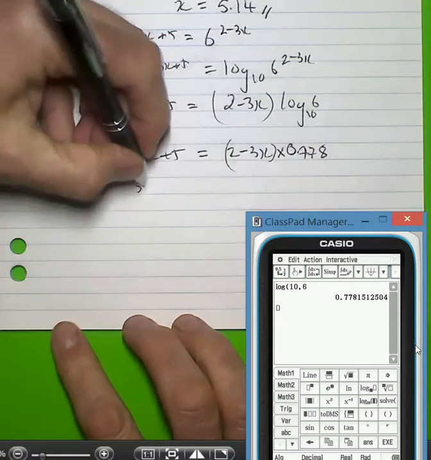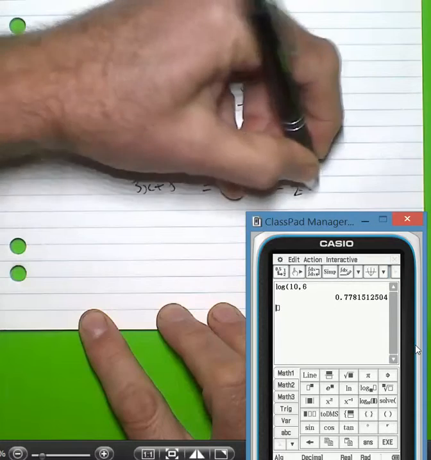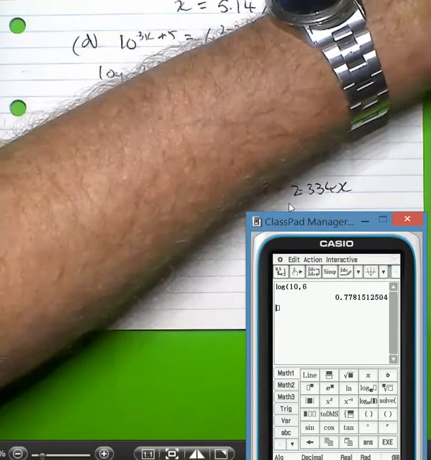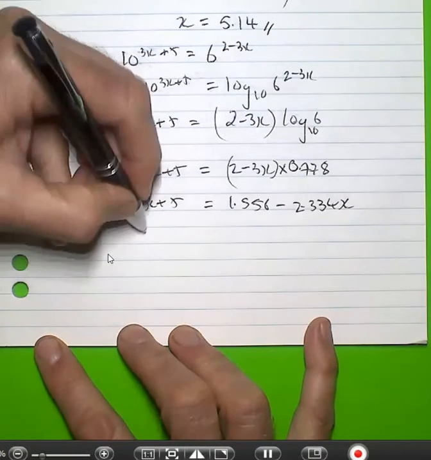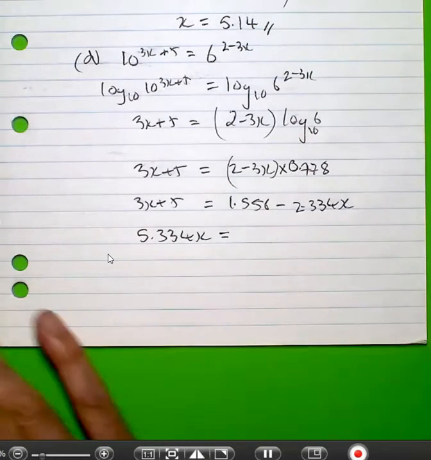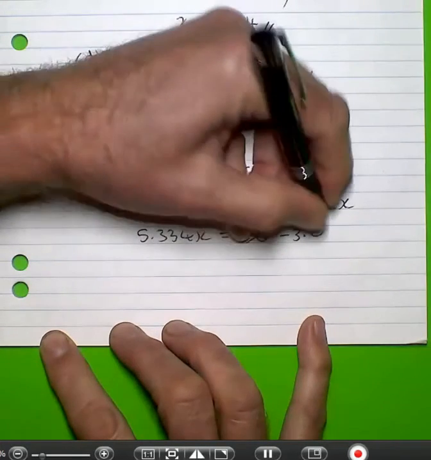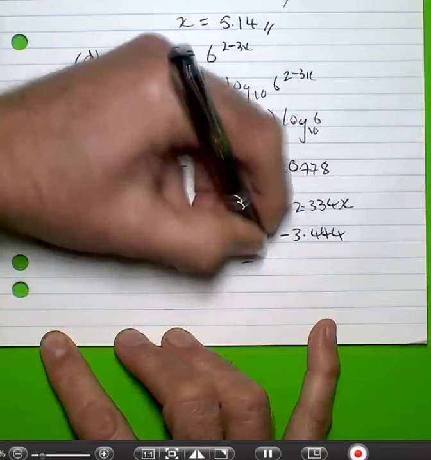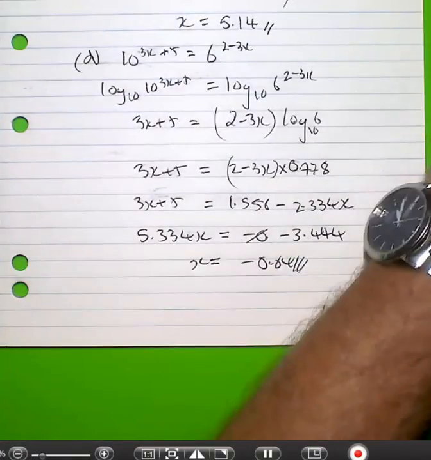Now, cutting a slightly longer story short, 3x plus 5, 1.556, take 2.334x. And when we work with that, that will give me 5.334x is equal to negative 3.444, carrying through the division, negative 0.64 as your answer. So, all bar the first one there, you have to take a log of one of those terms, choose that base and work it through to decimal places. The reminder that you need your calculator in play.